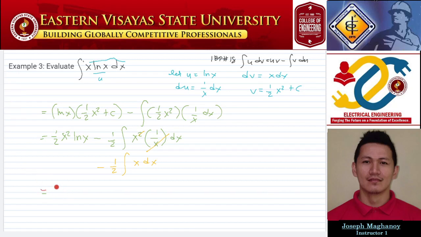Your final answer is 1/2 x squared ln x minus 1/2, apply the power formula, that is 1/2 x squared plus c. So finally, 1/2 x squared ln x minus 1/4 x squared plus c. So this is your final answer for your example number 3. Okay, let's proceed to our example number 4.